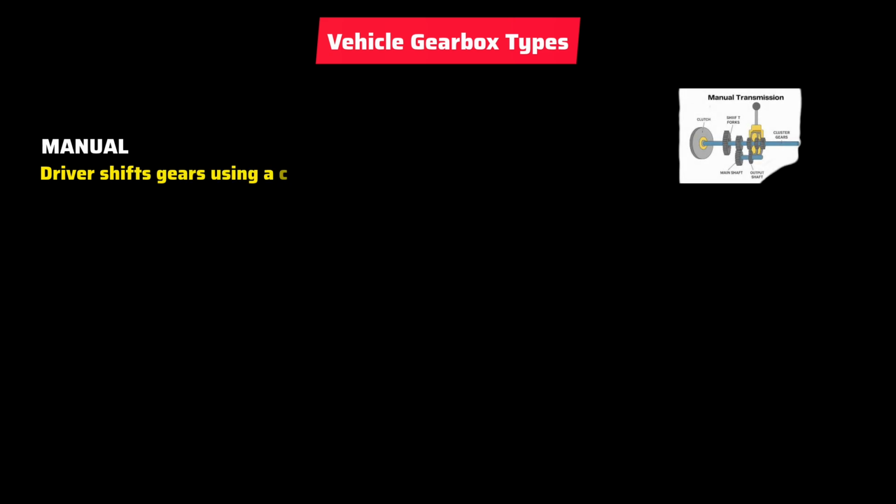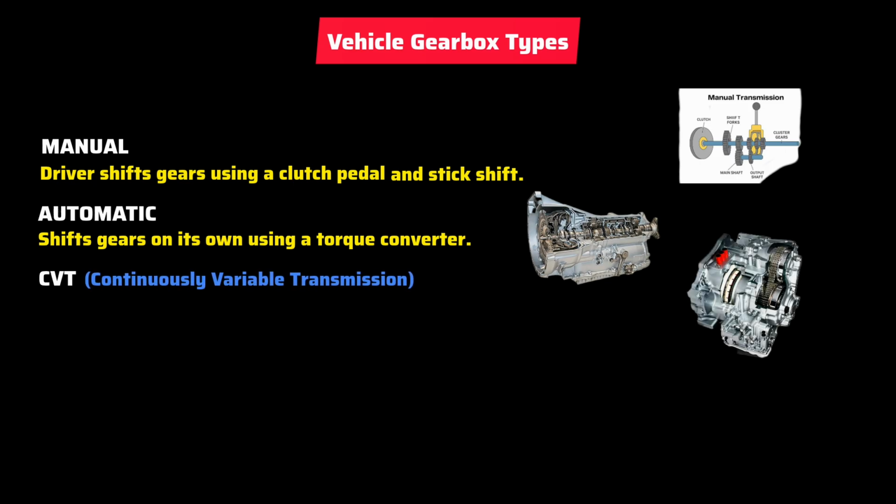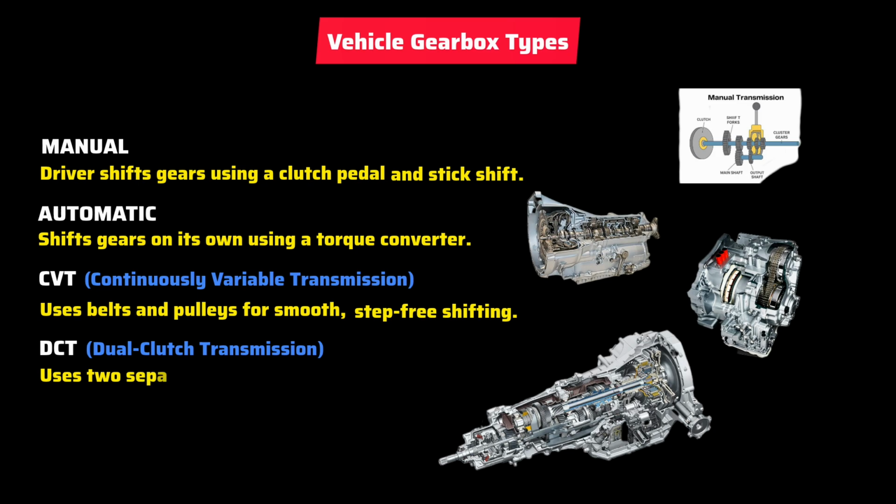Vehicle gearbox types. Manual. Driver shifts gears using a clutch pedal and stick shift. Automatic. Shifts gears on its own using a torque converter. CVT. Continuously variable transmission. Uses belts and pulleys for smooth, step-free shifting. DCT. Dual clutch transmission. Uses two separate clutches for very fast gear changes.